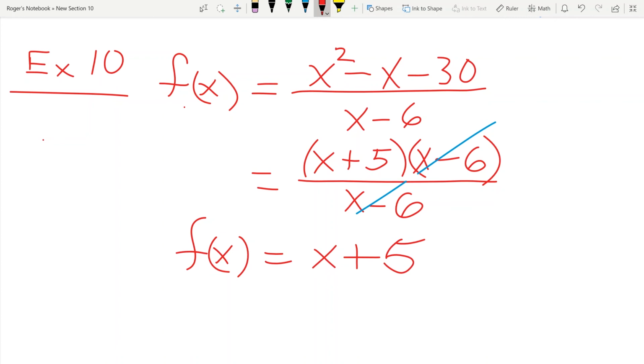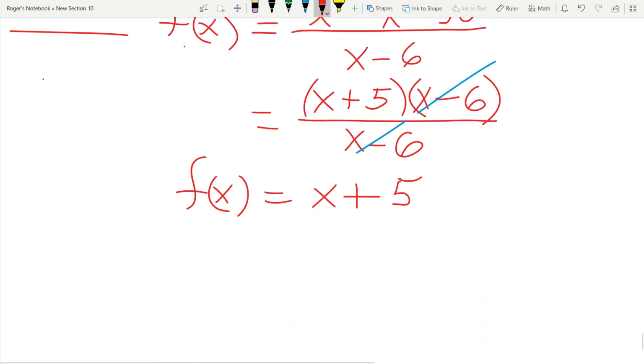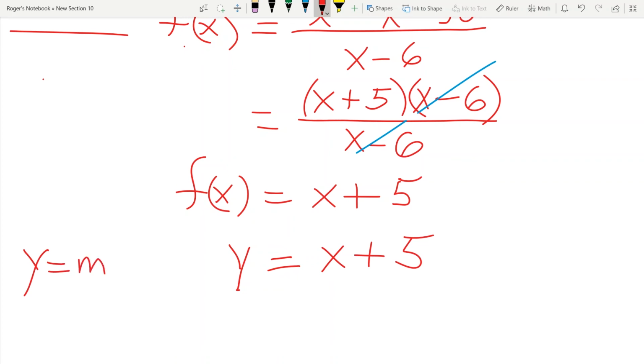What does the graph of x plus 5 look like? Do you recognize this form, x plus 5? Does it look familiar to you? How about if I change that f of x equal to y? Y equals x plus 5. Does that look a little better? What? You're still confused? You can't remember? Here, y equals mx plus b. What's the slope of this line? 1. What's the y-intercept? 5.